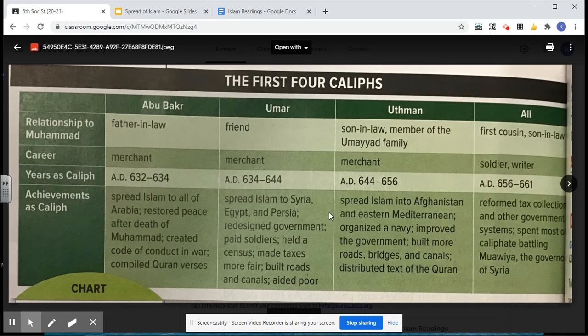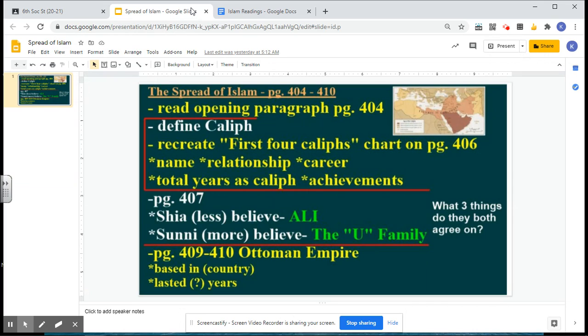Okay, so again, the overall patterns that we see are more important than the individual data. So if you guys recognize the patterns with the relationships, the patterns with the careers, the patterns with how long they were in charge, and obviously the pattern that most but not all of them were more focused on the spreading of Islam because that was the name of their job, versus Ali here at the end, who was more interested in government stuff and military stuff. Okay, so that's how the chart pans out.